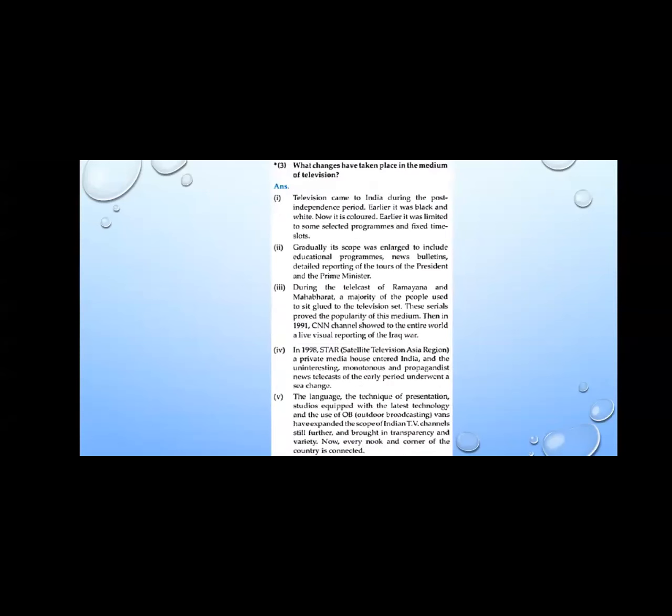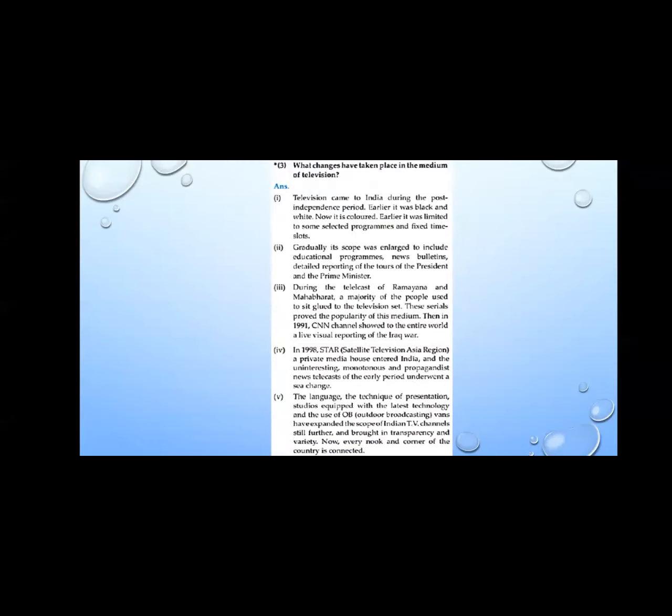Then the third one is: what changes have taken place in the medium of television. So in terms of television, you need to mention the points, what changes have taken place. To start from the first point, you need to mention that television came to India during the post-independence period. Earlier it was black and white, and now it is color. Earlier it was limited to selected programs and fixed time slots.